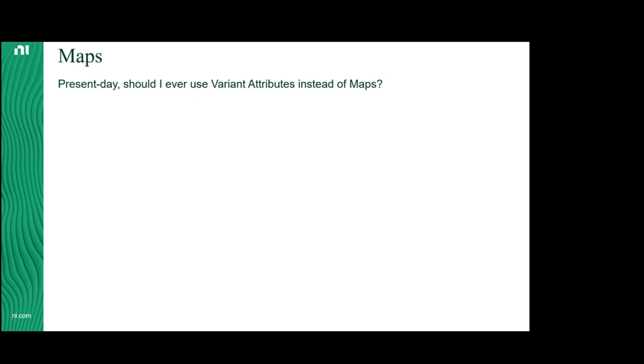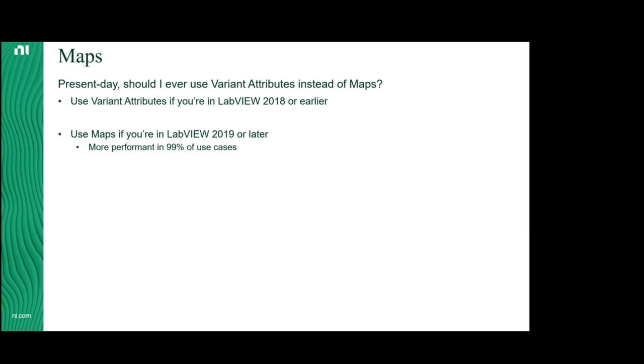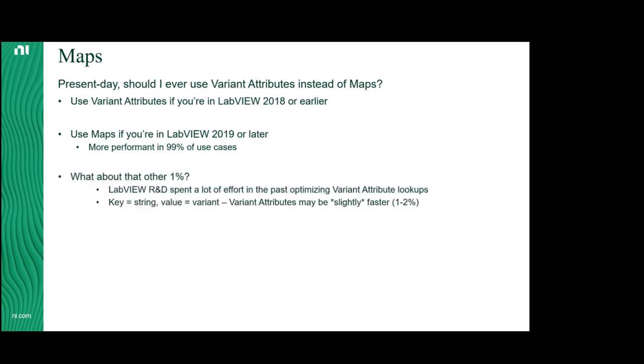Should you ever use variant attribute tables instead of maps? That question has been asked by a lot of people since LabVIEW 2019 came out. Well, if you're in 2018 or earlier, you don't have a choice. You got to use variant attribute tables. If you're in LabVIEW 2019 or later, you should be using maps. You should no longer be using variant attribute tables, because maps are more performant in 99% of the use cases that have been tested. Now, what about the other 1%?